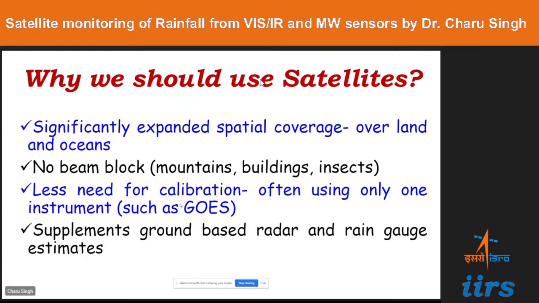There is less need for calibration, often using only one instrument on board, such as GOES, instead of having calibration devices on board. And satellite data sets also supplement the ground-based radar and rain gauge estimates.